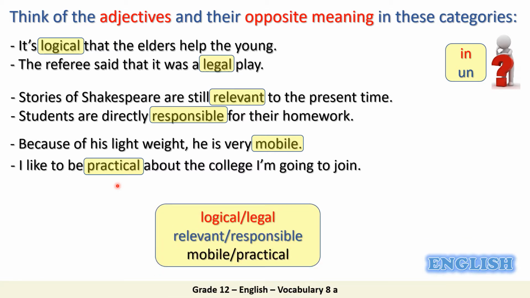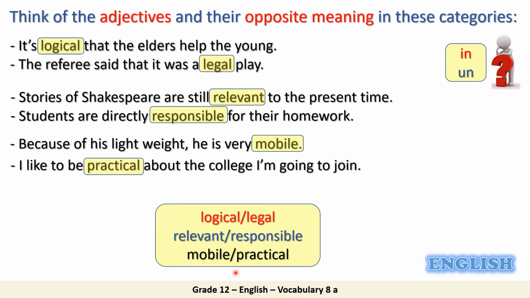Again, these are the 3 categories. Category number 1 begins with the letter L. Category 2 begins with R. And category 3 begins with either M or P. Indeed, they look different, right? But they are articulated, pronounced or produced from the same place of articulation.